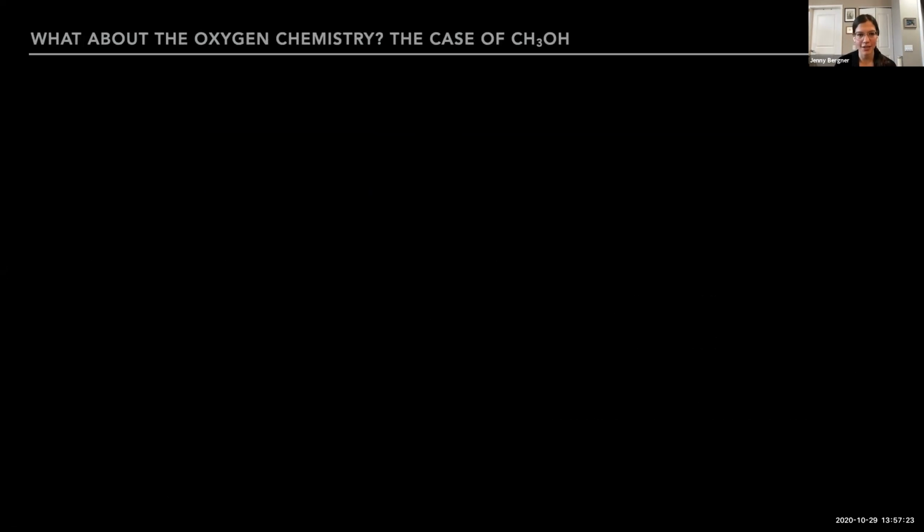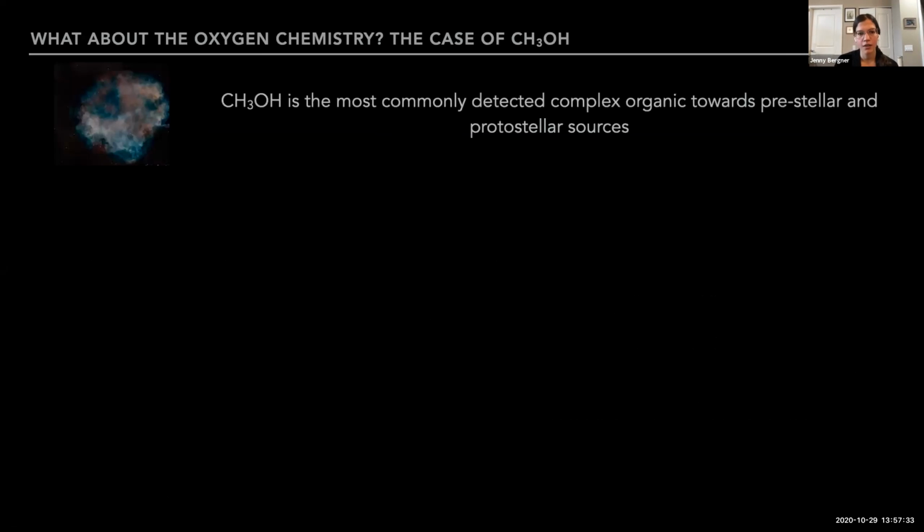Okay, so what about the oxygen chemistry? Methanol is sort of our analog to methylcyanide in terms of being a complex organic on the oxygen side of things. So when we look at protostars and prestellar sources, methanol is the most commonly detected complex organic. It shows up almost everywhere that we look for it in these dense regions of gas.